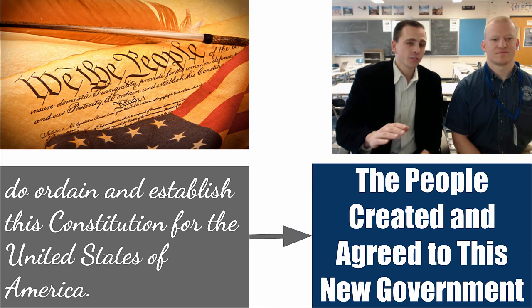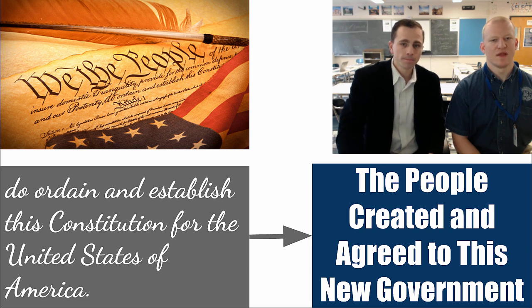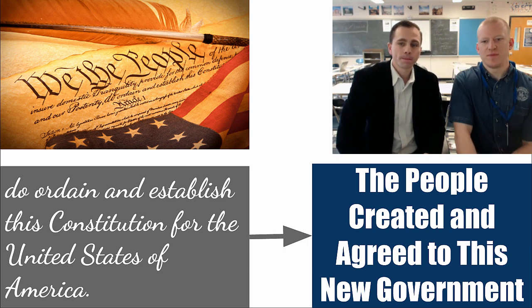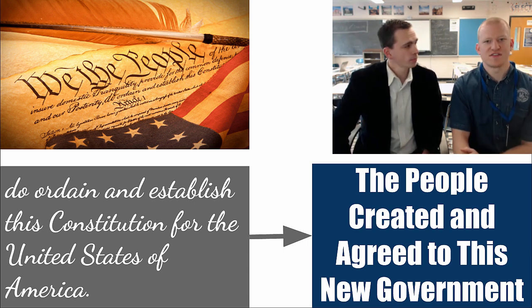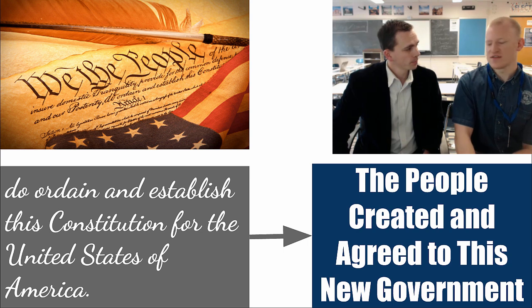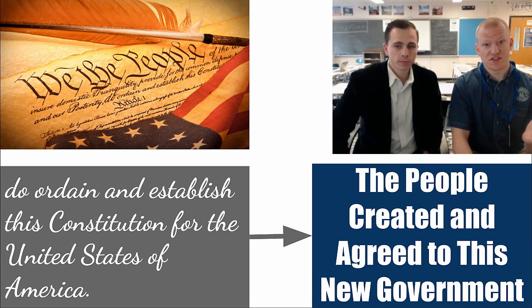Okay, the last part is do ordain and establish this Constitution for the United States of America. And this last phrase means the people created and agreed to this new government. How did they provide their consent? Well, through the ratification process of Article 7 of the U.S. Constitution, which required 9 out of 13 states to ratify the Constitution.